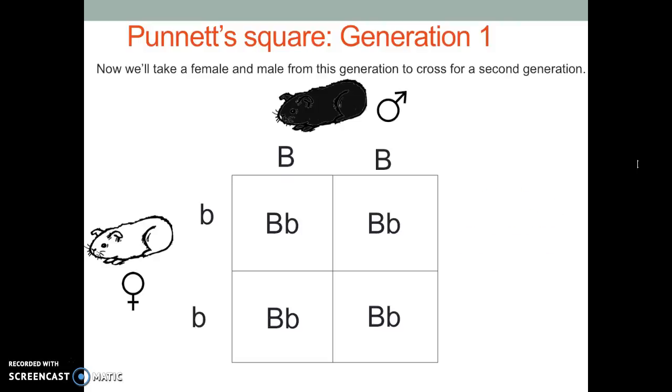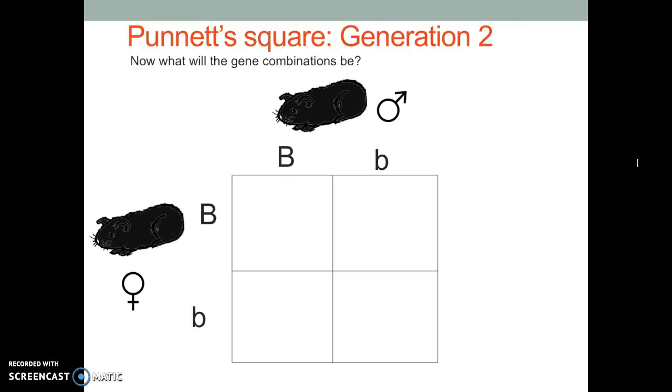Now we're going to take a girl and a boy from this generation that we've just created in generation 1, and we're going to cross them for a second generation. So we set up our Punnett square. Remember, each of the individuals in the last generation were each heterozygous. So over here, we have a capital and a lowercase. So we took a male and a female. So we set up our Punnett squares. What different combinations could we do? We do the same technique that we used to write the top letter and bring the other ones across.